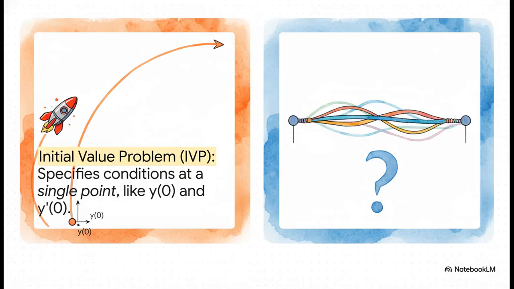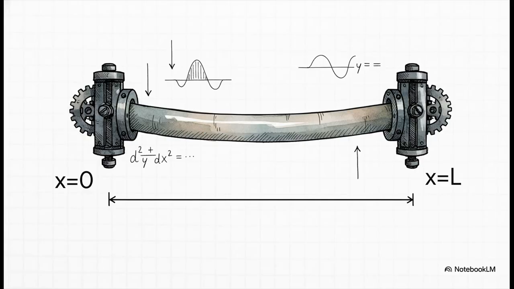Okay, let's break this down. An initial value problem, an IVP, it's kind of like firing a cannon. You know its starting position and the angle you fired it at, and from that, you can calculate its entire trajectory. A boundary value problem, or BVP, is totally different. Imagine stretching a rubber band between two nails. You know exactly where it starts and exactly where it ends. The puzzle is figuring out the shape it makes in between.